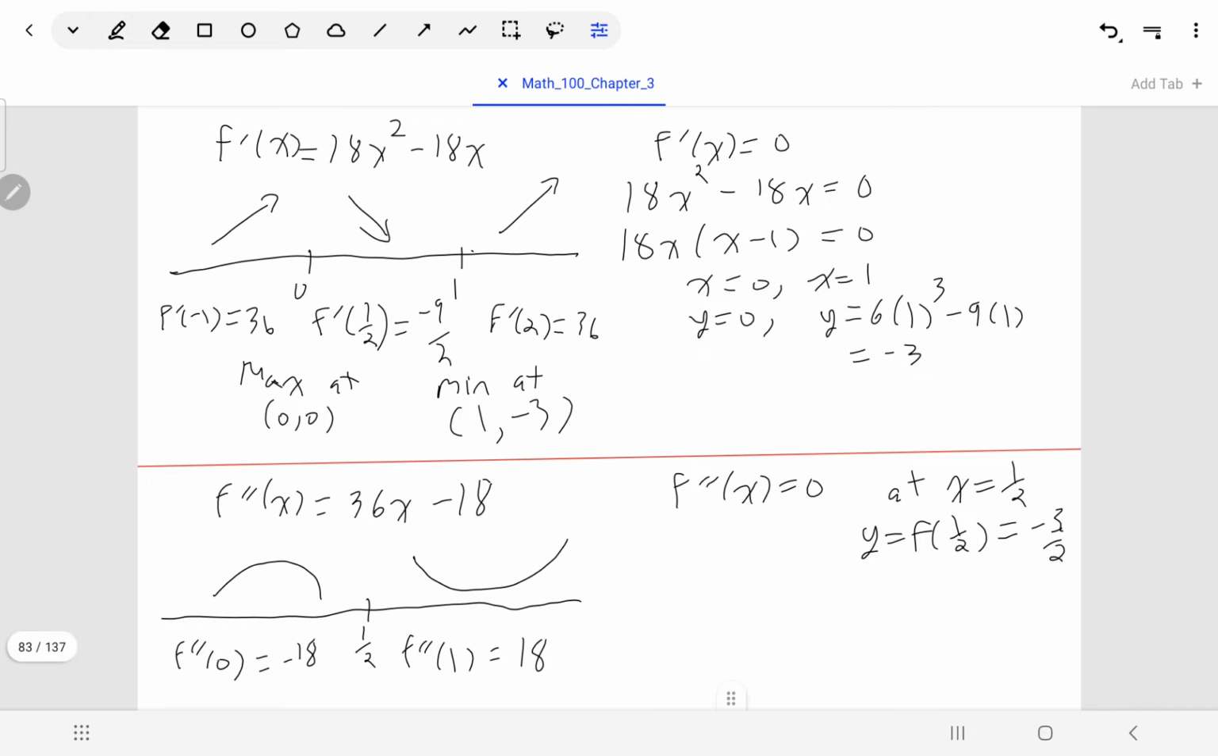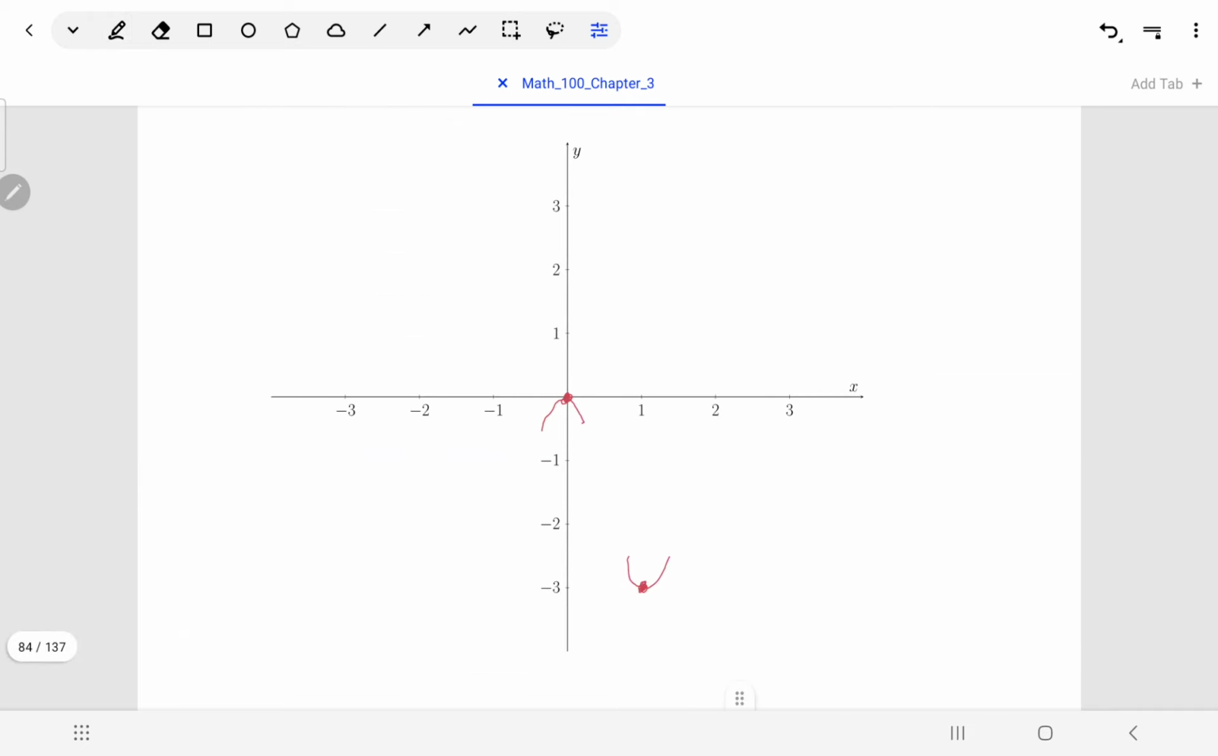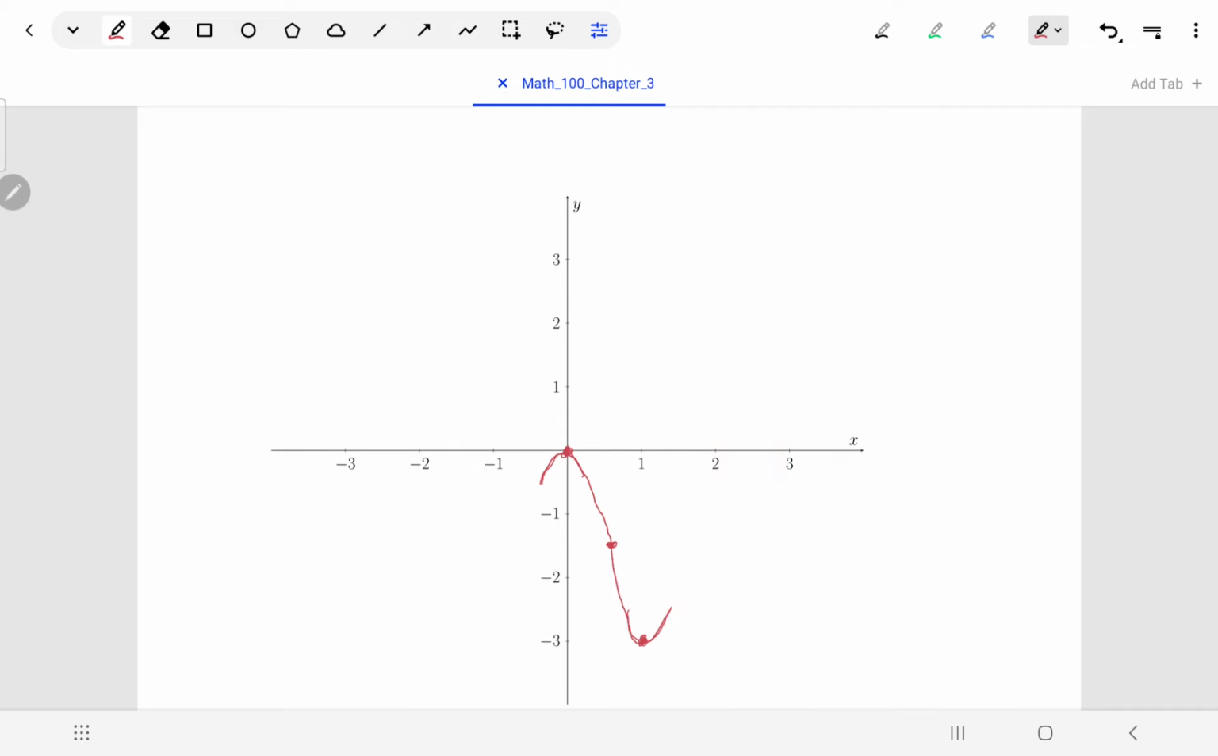So now I'll plot my last point that I have there, (1/2, -3/2). So I'll plot that on my graph. So (1/2, -3/2) should be somewhere over here. And now I'll have my graph to fill in, and I can say, well, I'm going to be concave down until I get to that point of inflection, then concave up afterwards. I know that after my minimum, I was increasing all the way after x is equal to 1, and I know that I was going to be decreasing after x is equal to 0.